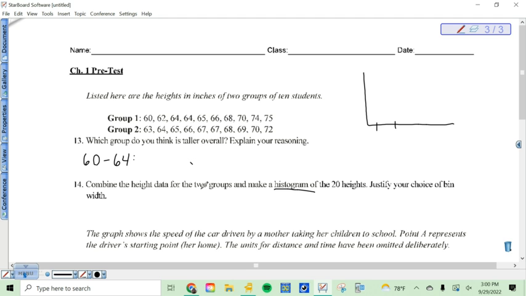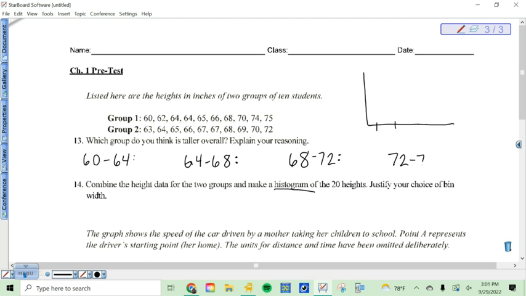65 is what? 64. There it is, 64 to 68. So bins are continuous. Where they end, they start again. Every ending is just a new beginning. What's my next one? And then?